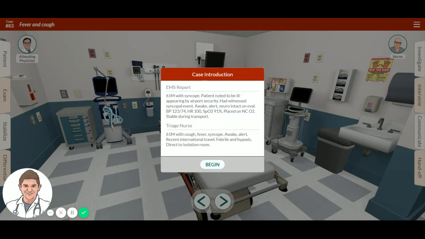Stable during EMS transport. And then on arrival here, your triage nurse notes 61-year-old male, cough, fever, and syncopal event. He's awake and alert here. She also notes recent international travel. That's going to be key to this case. He's febrile and hypoxic, and she puts him directly in a negative pressure isolation room.